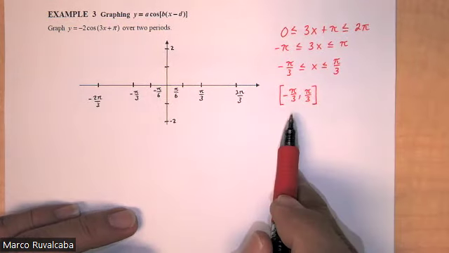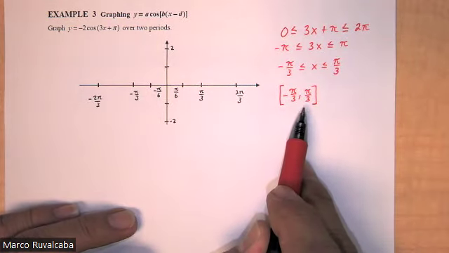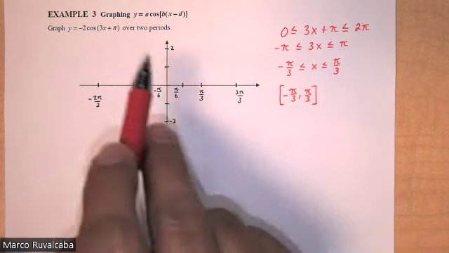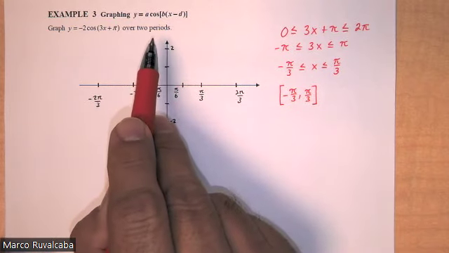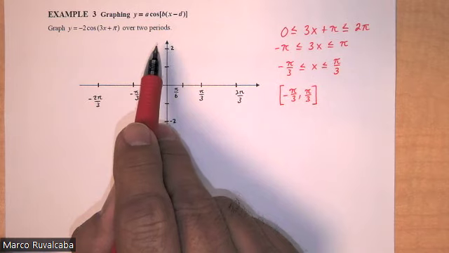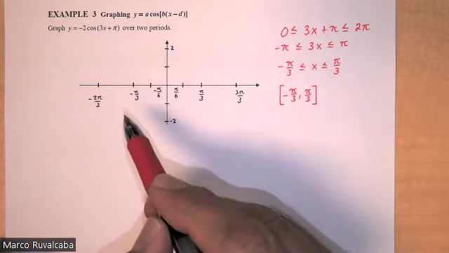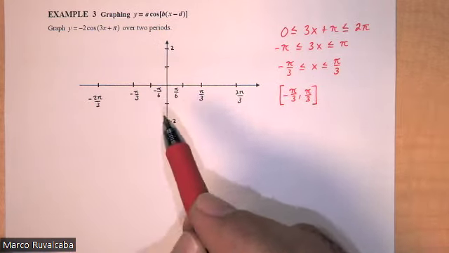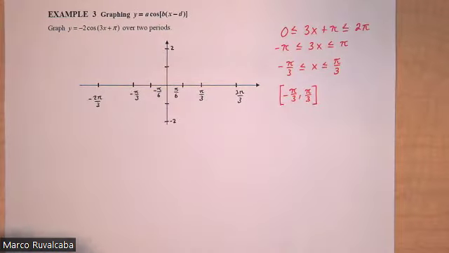Now remember, that's one cycle, that's one period, but in this problem we're asked to graph over 2 periods. Okay, so that's what I'm gonna do. I'm gonna graph one and then just extend it to get the second one. Okay.